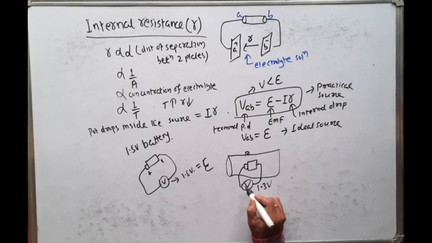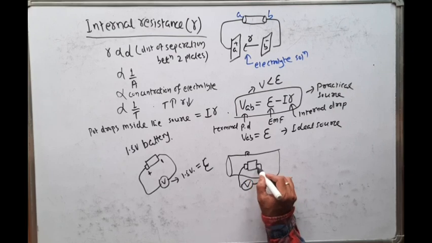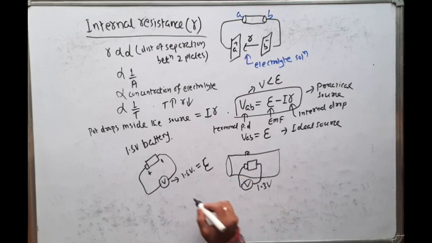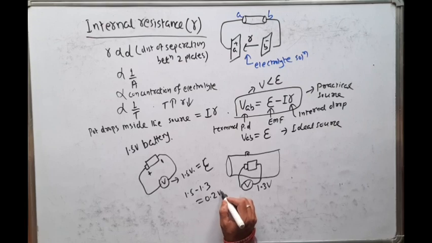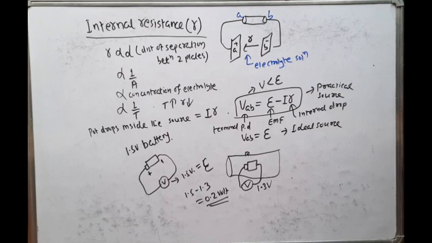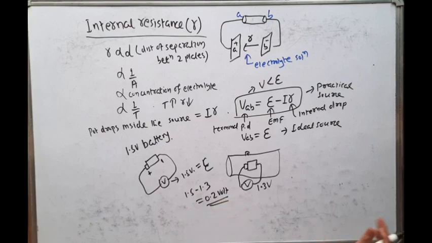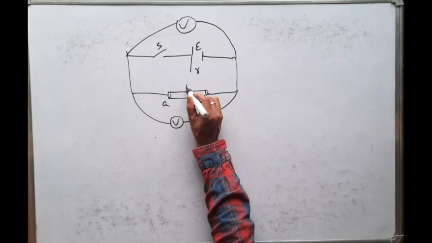You are measuring the voltage across this battery equal to 1.3 volt when it is used, or when current passes through it. Then what is the difference in this voltage? 1.5 minus 1.3, that is 0.2 volt. So this 0.2 volt is the internal drop inside the battery. So this is the terminal potential difference. This is the EMF.